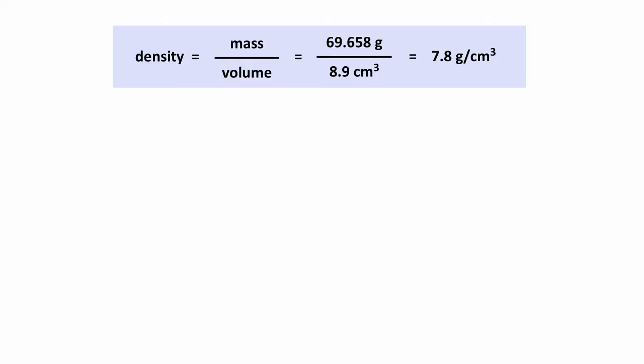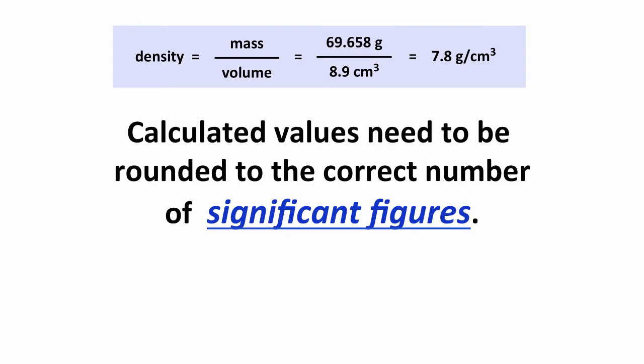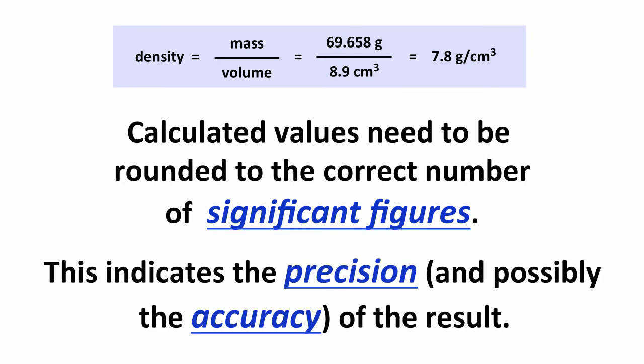Whenever we do a calculation, such as the density calculation shown here, we always want to round our calculated value to the correct number of significant figures. We do this to indicate the precision and/or accuracy of our result. In general, our result can only be as precise or accurate as the least precise or least accurate value that went into that calculation.